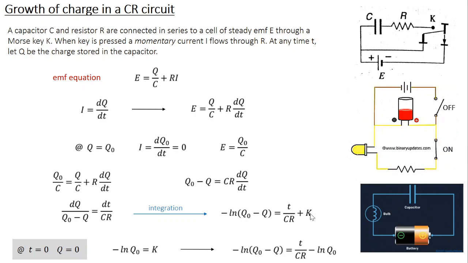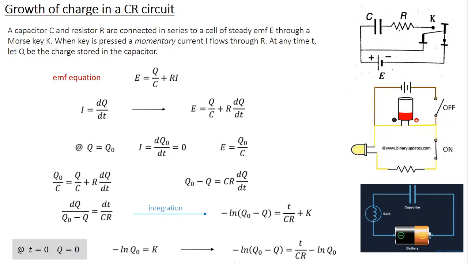To find the value of k, we can use the initial condition. Initially, the capacitor is empty, right? There is no charge in it. So at time t equal to 0, q equal to 0. Substitute in this equation t equal to 0, this term gets cancelled, q equal to 0. On the left hand side I have −ln q0, on the right hand side I have k. So the value of k equals −ln q0.